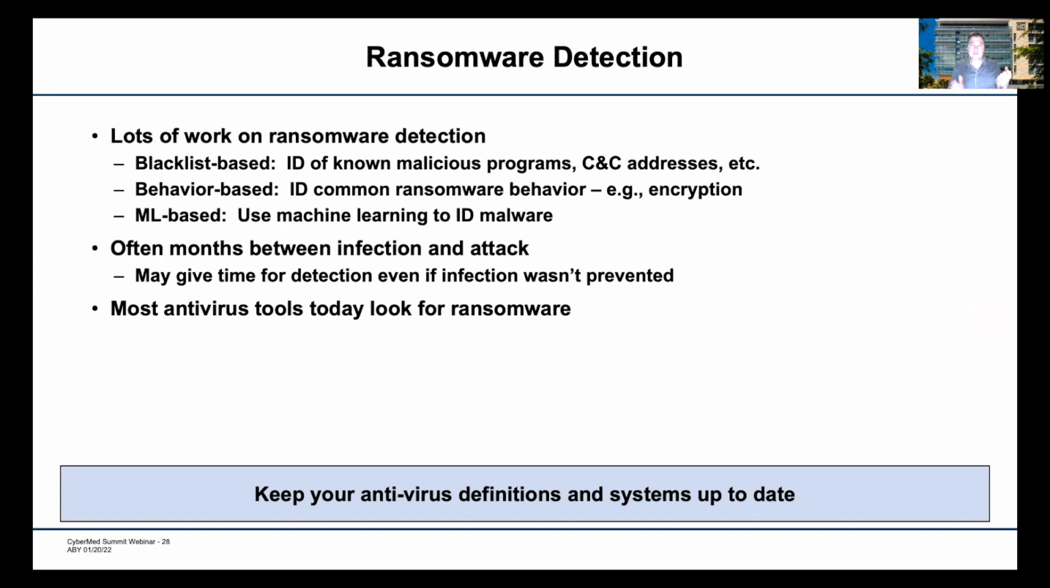The next thing we need to do is try to detect ransomware. There's lots and lots of work on detecting ransomware based on the IDs of malicious programs, or based on addresses of command and control centers. There's behavior-based detection, where you look at standard ransomware behavior. There's machine learning-based detection. And the nice thing is that because ransomware often gives you months between the original infection and the actual attack, you have time to try to detect these things before data can't be recovered. In fact, most antivirus tools today look for ransomware. So, the moral is: keep your antivirus definitions and your systems up to date. Keep yourself as secure as you can be.